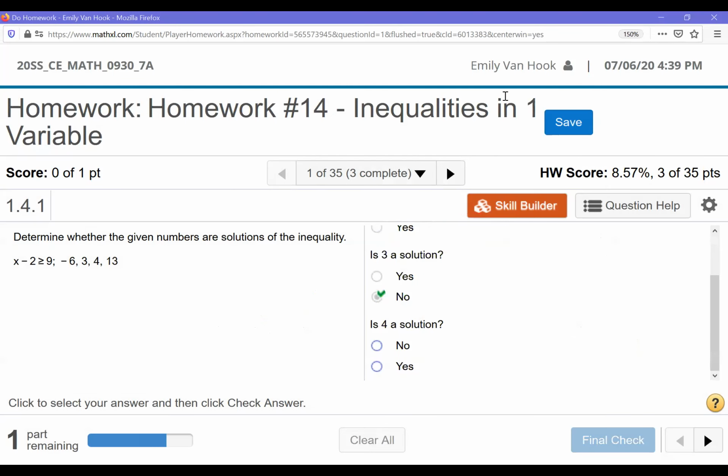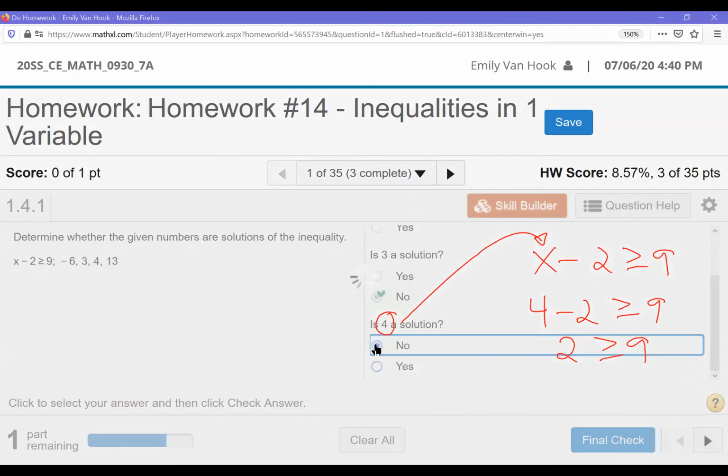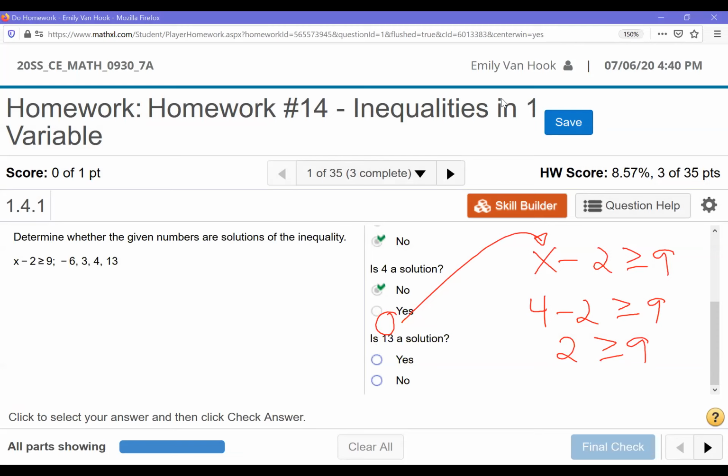All right, we keep going. Let's plug in 4 this time. Is 4 a solution? X minus 2 greater than or equal to 9. This time I'm replacing x with 4. 4 minus 2 greater than or equal to 9. 4 minus 2 is 2. No, that's still not greater than or equal to 9. Is any of these going to work? We'll find out. So no for that one. Let's try the last one, which is 13. Is 13 a solution?